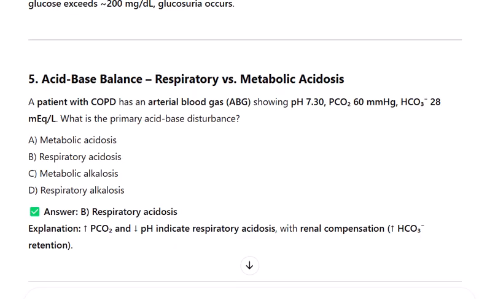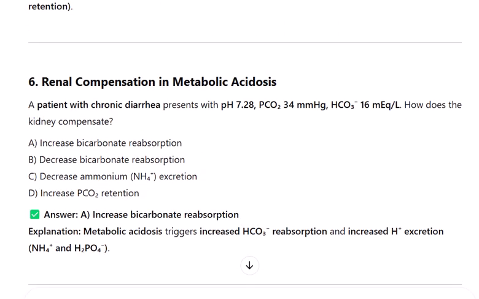6. Renal compensation in metabolic acidosis. A patient with chronic diarrhea presents with pH 7.28, PCO2 34 mmHg, HCO3 16 mEq/L. How does the kidney compensate? A. Increase bicarbonate reabsorption. B. Decrease bicarbonate reabsorption. C. Decrease ammonium excretion. D. Increase PCO2 retention. Answer A. Increase bicarbonate reabsorption. Explanation. Metabolic acidosis triggers increased HCO3 reabsorption and increased H+ excretion, as ammonium and H2PO4.